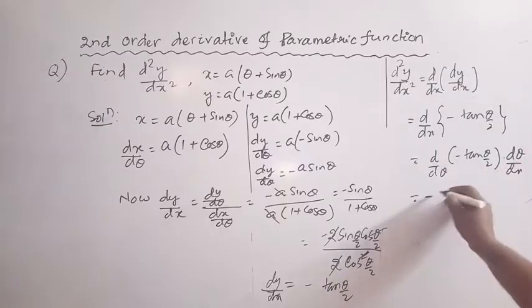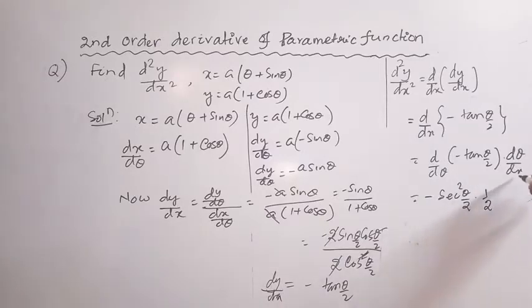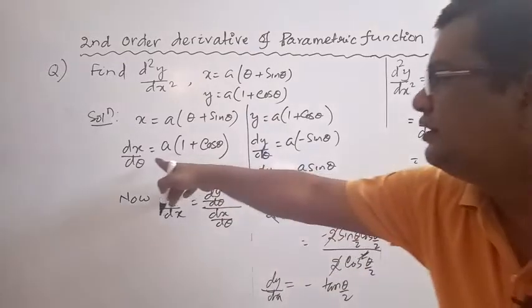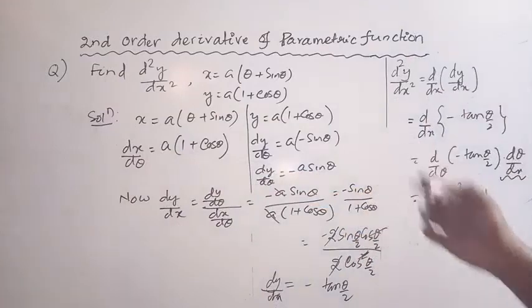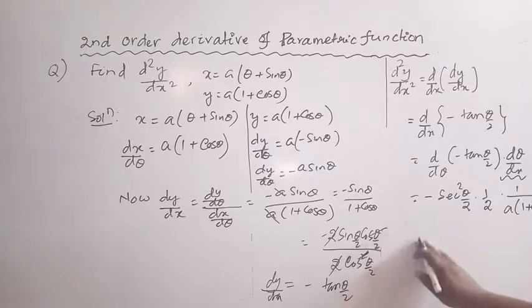So minus sec square theta by 2 into the derivative of theta by 2, that is 1 by 2 into d theta by dx, into d theta by ds. What is d theta by dx? It is ds by d theta. So d theta by dx means 1 by a into 1 plus cos theta.